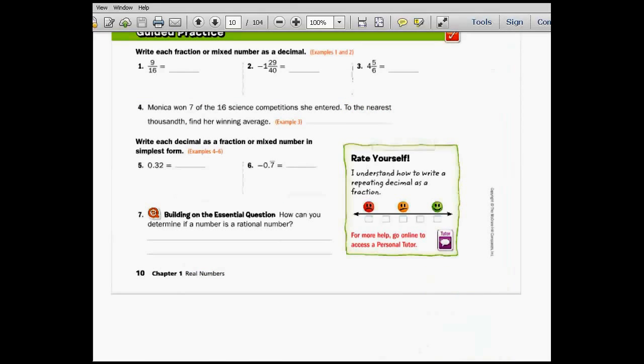Okay, real quick. Number 1, 9/16 is 0.5625. Number 2, negative 1.725. Number 3, 4.83, and the 3 repeats. Number 4, 0.438. Number 5, 8 over 25. And 6, negative 7/9. If you have questions, see me tomorrow.